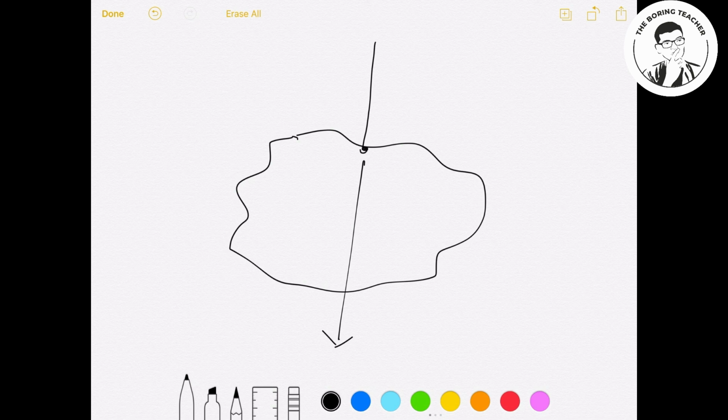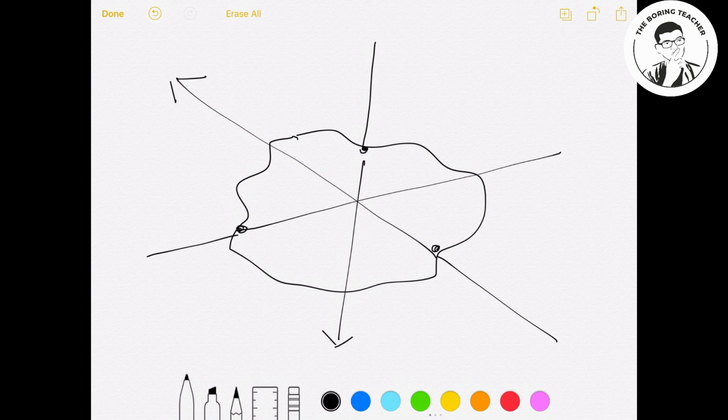In the second case, we are tying it at this point, and then the center of gravity would be in this vertically downward direction. And in the third case, we are tying the body at this point, then the center of gravity would be lying in this direction. Wherever the three arrows intersect, that is the center of gravity for an irregularly shaped surface. Let me just name these points A, B, and C.